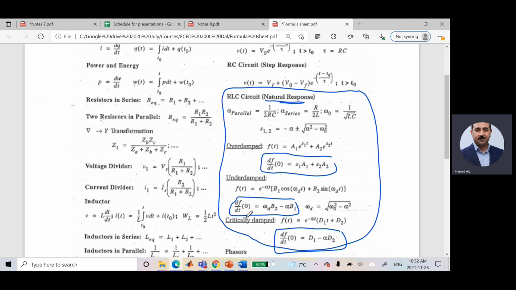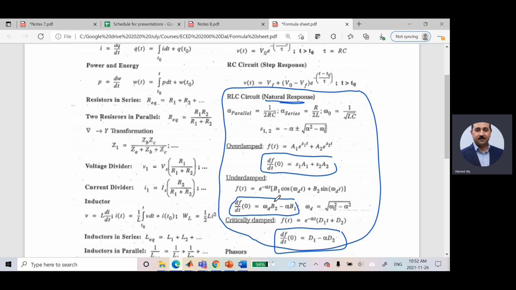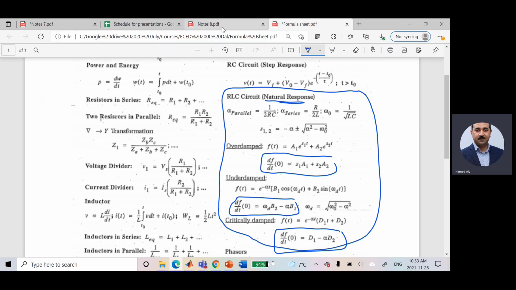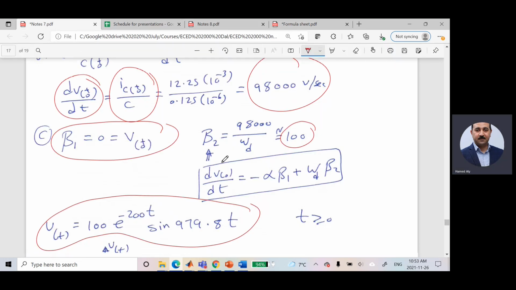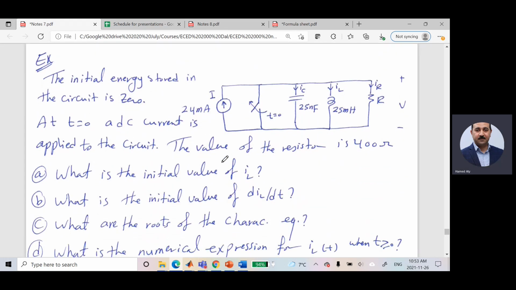Now, let us talk about another problem and try to use these equations for solving my problem. This is the last problem that I'm going to solve related to that part. Let us see one more example, and I'm going to use the formula sheet to help me. This is a parallel RLC circuit. And it tells me the initial energy stored in the circuit is 0.